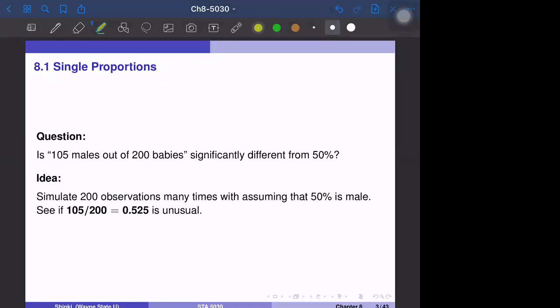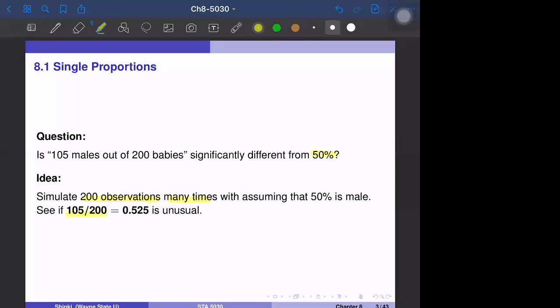Hi, section 8.1, one-sample group proportions. The question: is 105 males out of 200 babies significantly different from 50%? The idea to answer this question is to simulate 200 observations many times, assuming that 50% is male. Then we see if our realization, 105 over 200, is unusual or not.